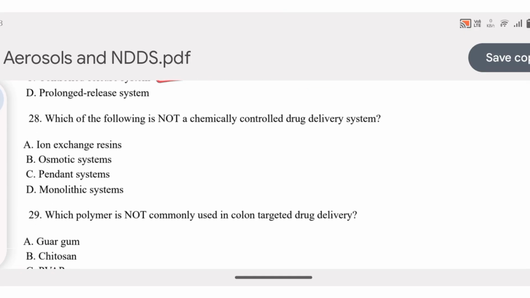Which of the following is not a chemically controlled drug delivery system? It is a general question. The right answer will be osmotic systems, because all the three remaining are related to chemically controlled drug release systems, whereas osmotic is mainly a physically controlled method.